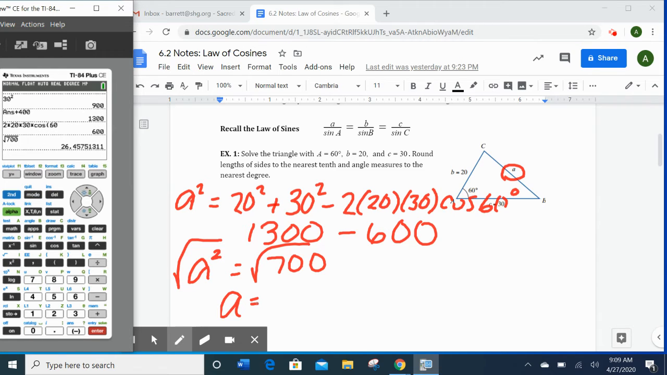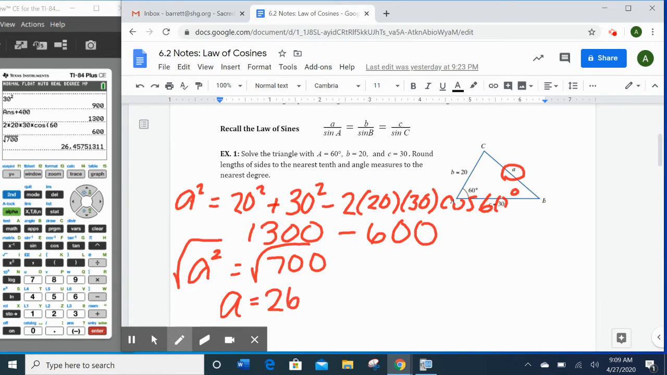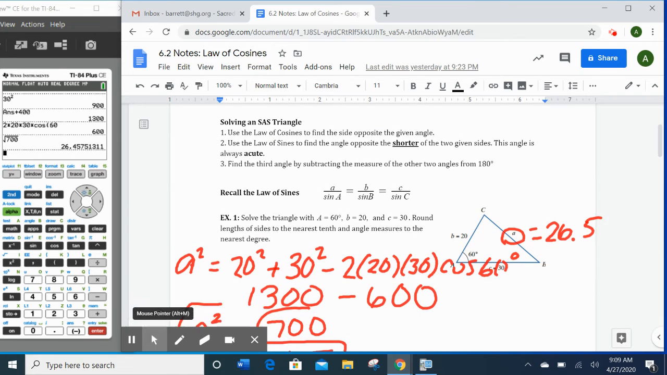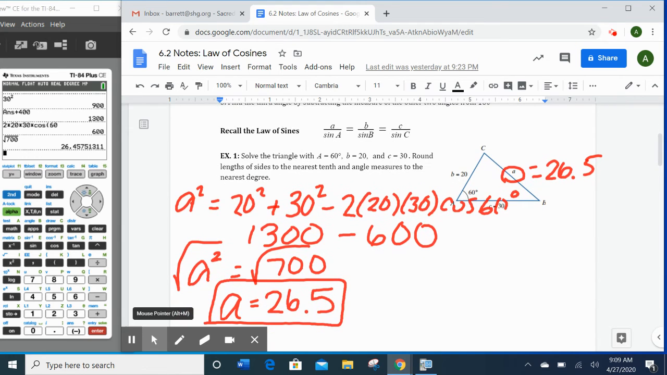And somewhere in the instructions, they say round lengths of sides to the nearest tenth. So I'm going to say that A is equal to 26 point, that's going to round up to 0.5. So side A is 26.5. So I'm going to write that down. Okay, so next, I know all three sides, so now I need to find angles. And they say in step 2, use the law of sines to find the angle opposite the shorter of the given two sides to ensure that it's an acute angle. So for that reason, I'm going to next find angle B because B is shorter.